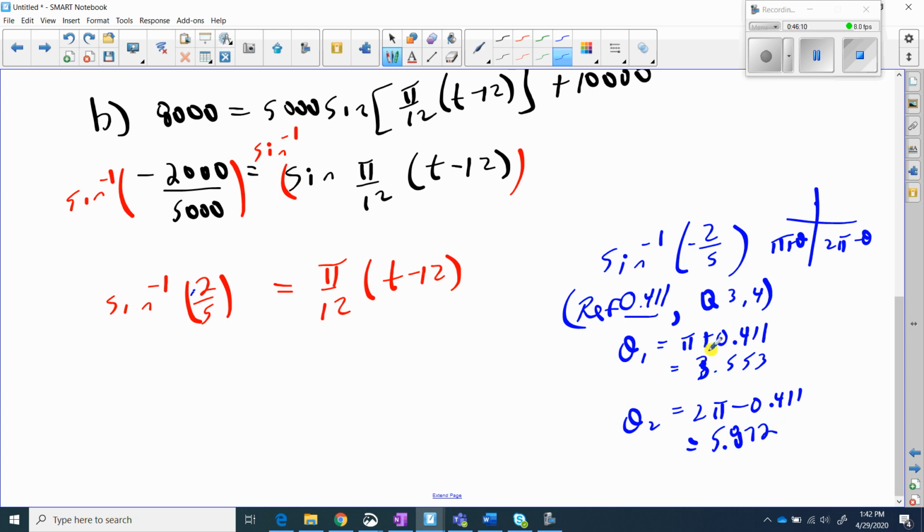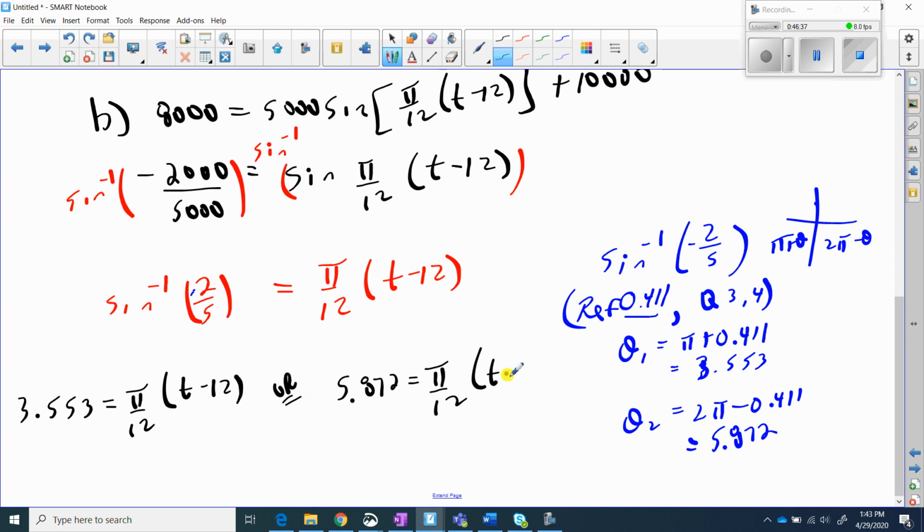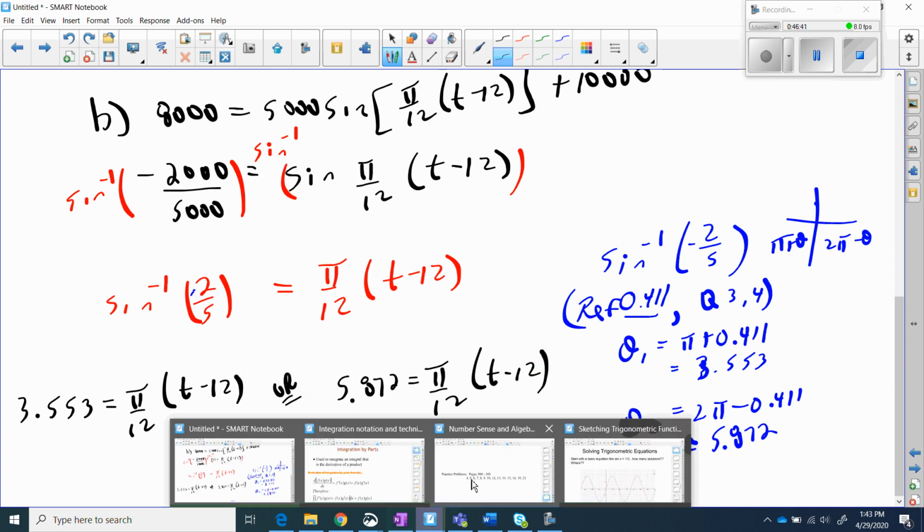All right, let's go rewrite our equations and see what we get here for answers. Okay, so this could be 3.553. 3.553 could equal pi over 12 onto t minus 12, or it could be 5.872, or 5.872 could be equal to the right side. And we have to solve each of these.